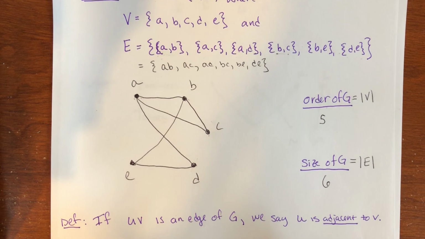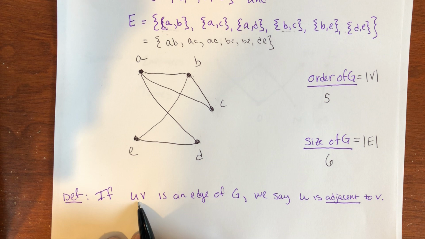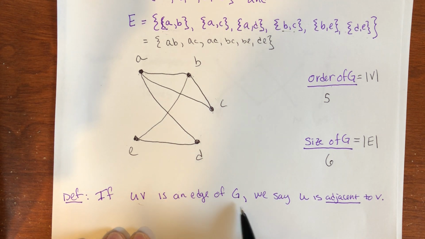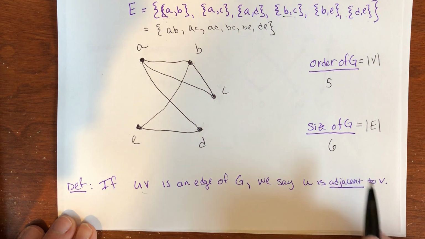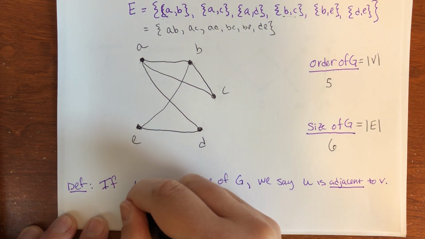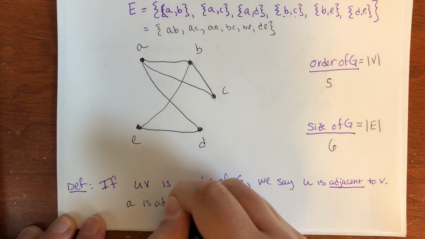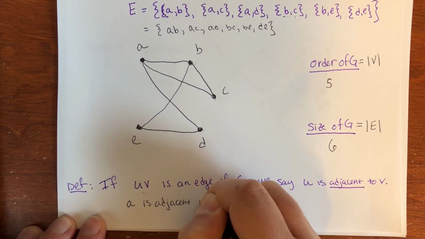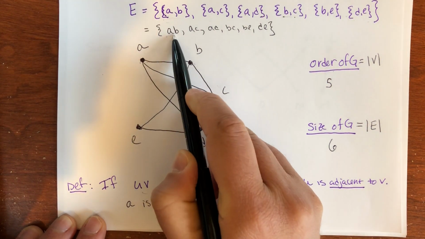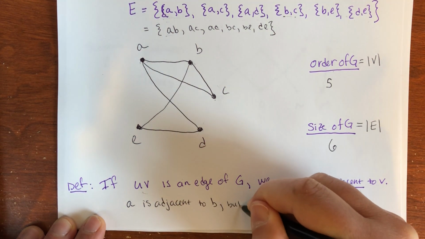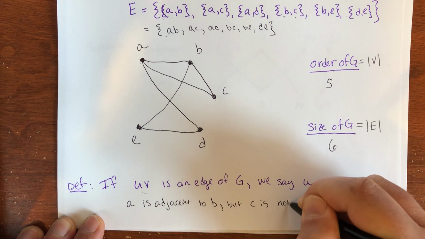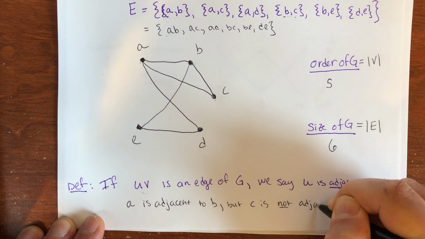Okay, now with that in mind, if UV in general is an edge of a graph G, then we say that U is adjacent to V. So in our example above, we could say something like A is adjacent to B because AB is an edge in our graph. There's a line connecting A to B, but C is not adjacent to D.